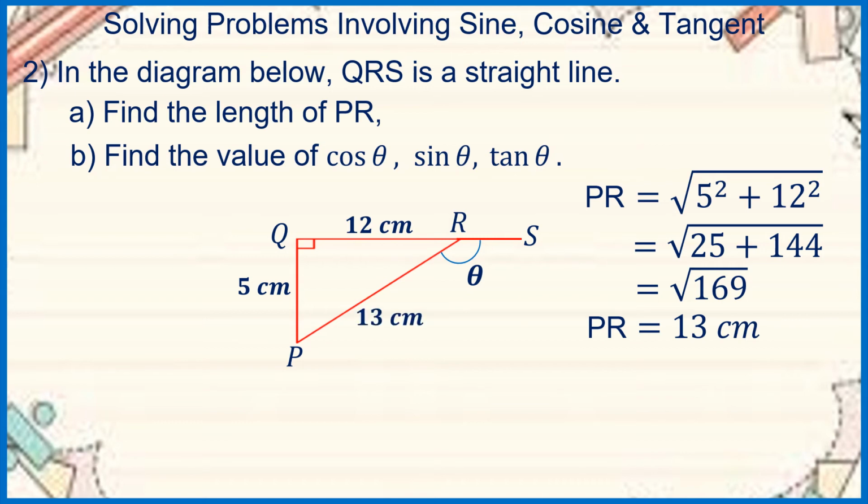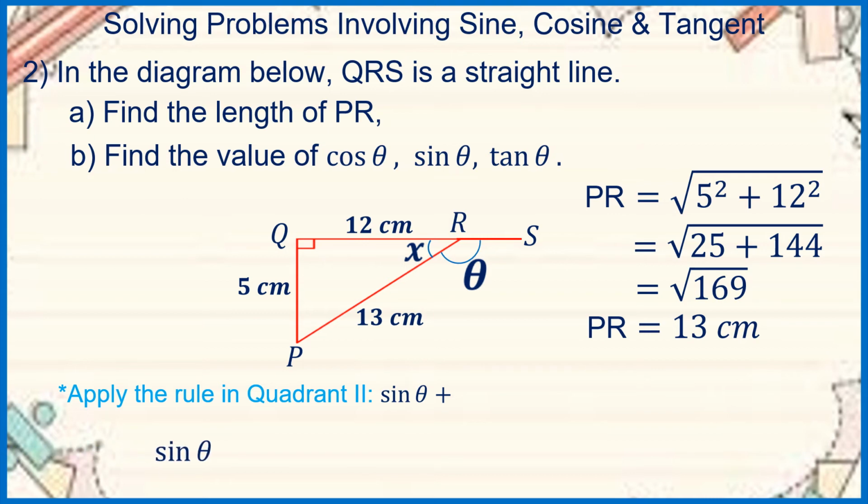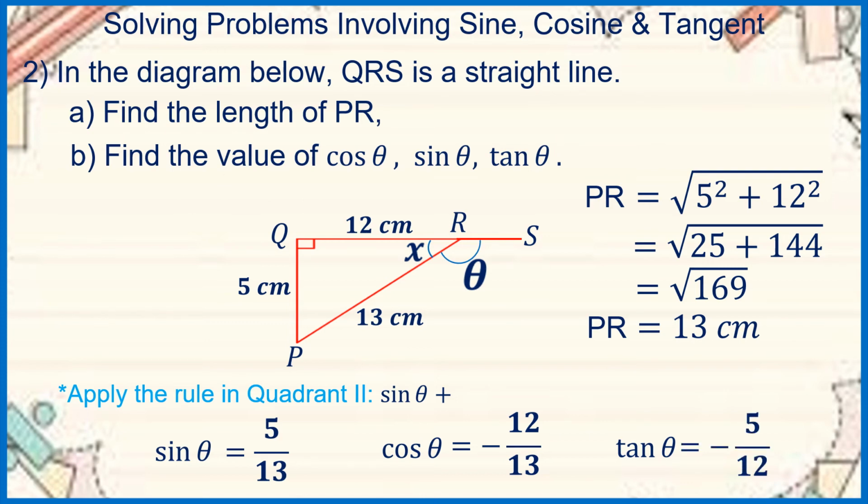Now, we have this 13 centimeter, which is the hypotenuse, and based from our theta, we will be having x. And from your x, we are going to find cosine theta, sine theta, and tangent theta. And don't forget, we need to apply the rule in quadrant 2, which is sine theta is positive. So let us start with sine theta. Sine theta is equal to 5/13. And cosine theta is equal to what? Correct. It is equal to negative 12 over 13. And what is tangent theta? Correct. It is equal to negative 5 over 12. So that is problem number 2.